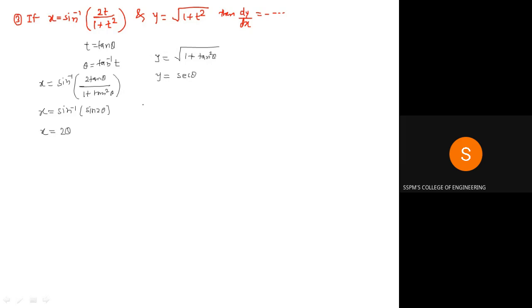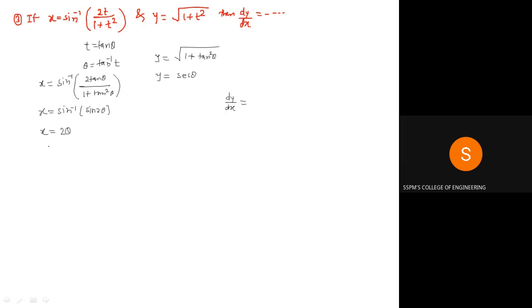But from this, what you have to determine? Yes, we have to find the value of dy by dx. You need the value of dy by dx. So before that, you should get the term of y in terms of x. So can you get the term of y in terms of x? Yes, it is possible to express y in terms of x.